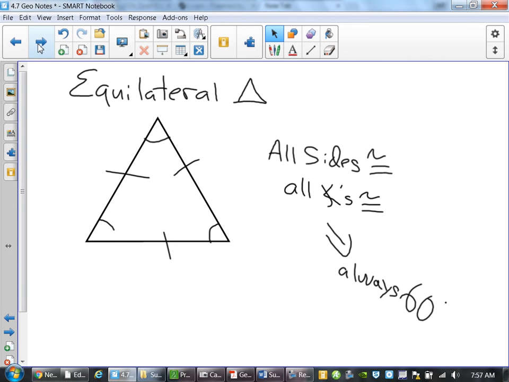Basically, if you were ever given an equilateral triangle, you can do the exact same thing as isosceles, but instead of having two sides congruent, you're going to have three. It really doesn't get you much. I honestly don't think I've ever seen a proof where you're given an equilateral triangle. Isosceles, I've seen it.